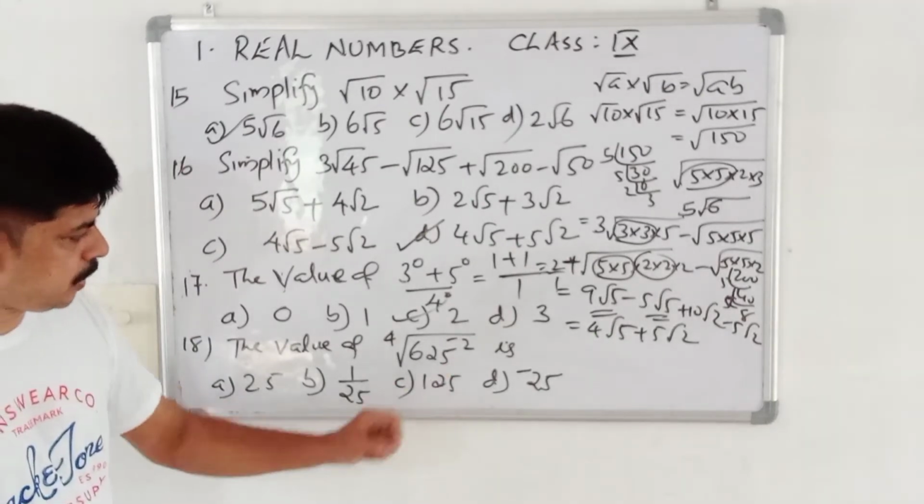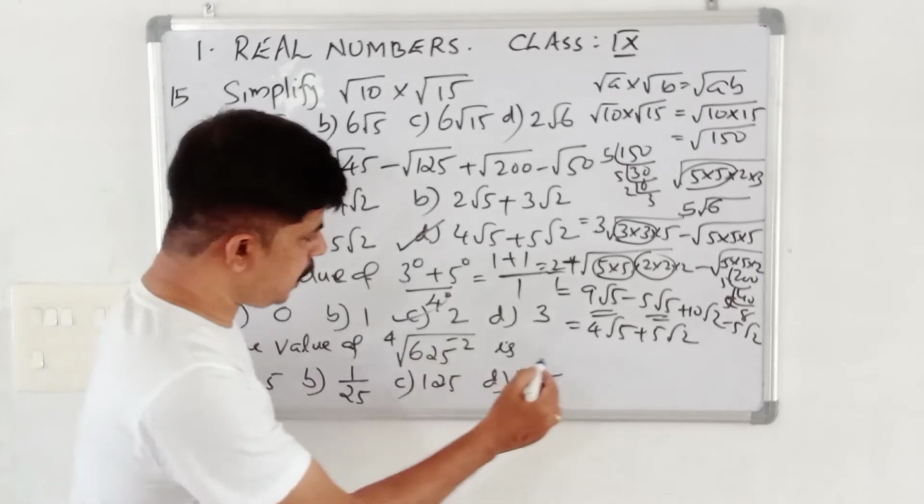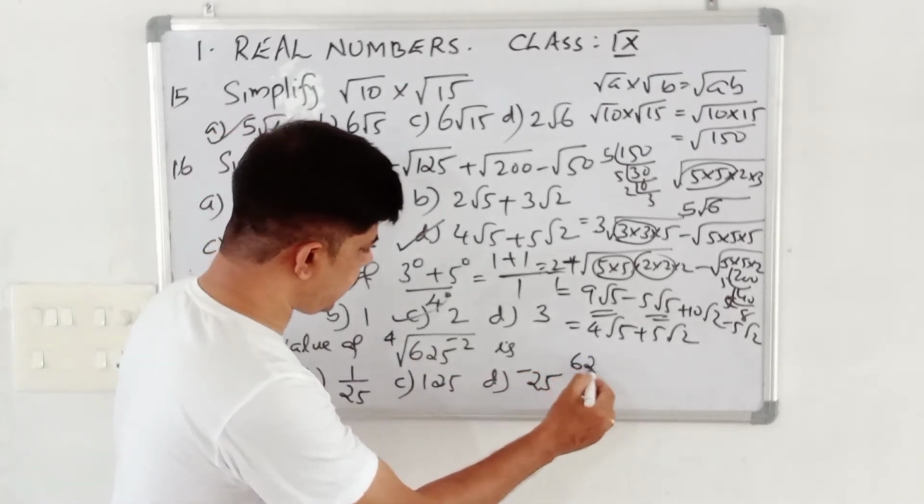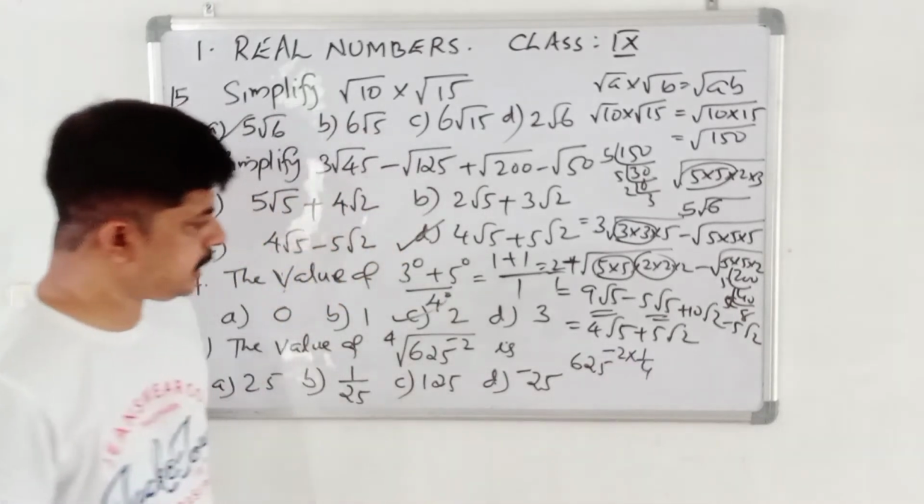We have to find the value of this. We have to change the root here. How will you change the root? 625 raised to negative 2 into negative 2 into 1 by 4.